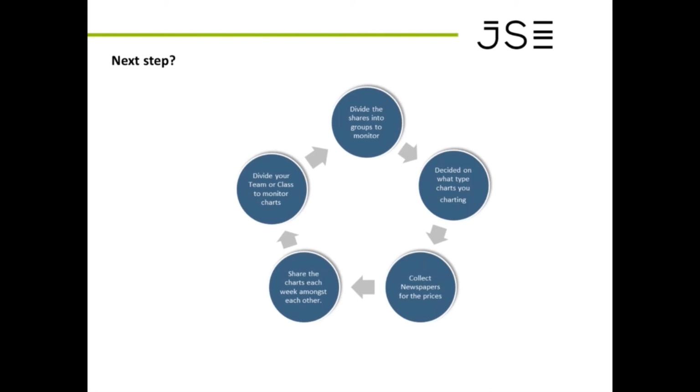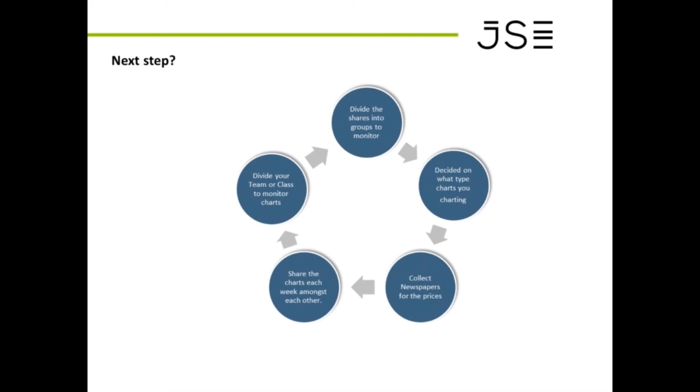You need to decide on what type of chart you're going to be using. You can just use the simple one, a line chart. It's going to help you know the trend. It's going to help you know what direction the company's going. Is it climbing? Is it going higher over time? Or is it falling? You can collect the newspapers for prices, as I said, or you can go online, look at ShareNet, look at MoneyWeb, look at the JSE, your own portfolio. On the actual game, you will have the prices there as well, and you can take that information.